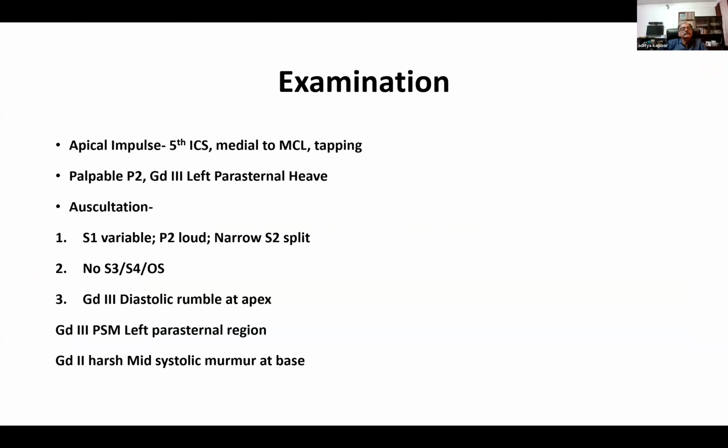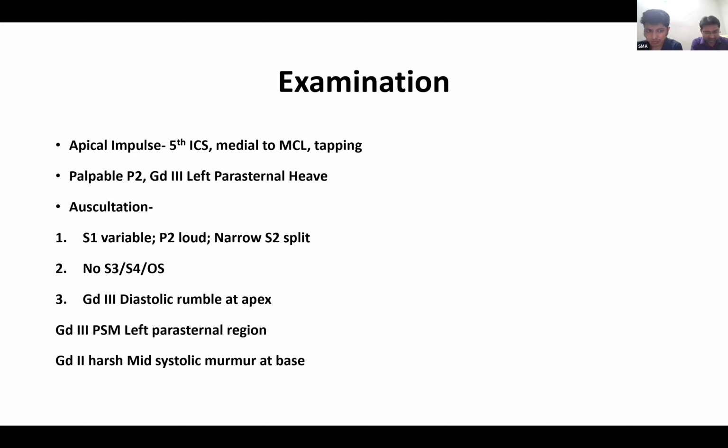First of all, the apex is tapping in nature. It's not sustained. That's all okay. You talk about the aortic stenosis. There is grade 2/6 mid systolic murmur, crescendo, decrescendo. No, you said harsh. Early peaking. You said harsh murmur. Did you write harsh?